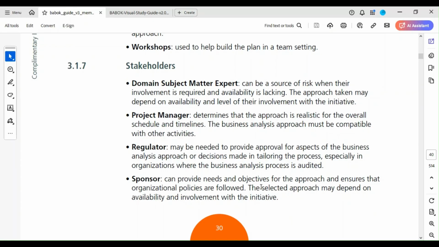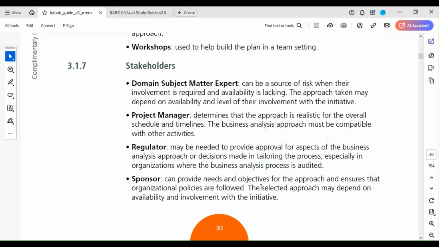So, domain subject matter expert. This is the person that knows the ins and outs of that business. It could be the admin, it could be the super user, or any other person. Project manager determines that the approach is realistic for the overall schedule and timeline. Remember, the work of the business analyst is different than the work of the project manager. And most times you work with a project manager. So the project manager comes in to decide if the timeline and the schedule meet their needs.